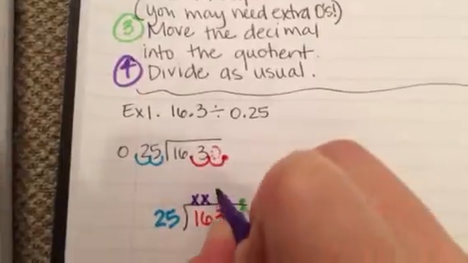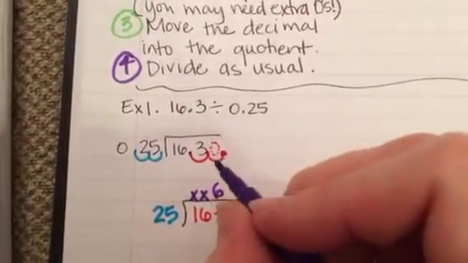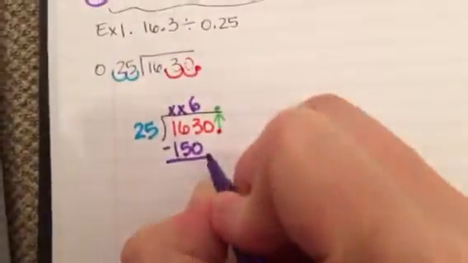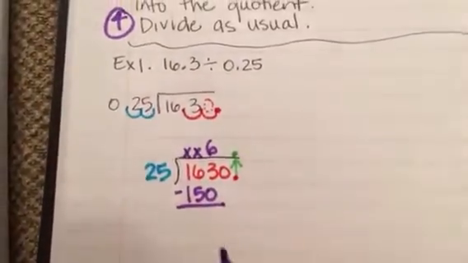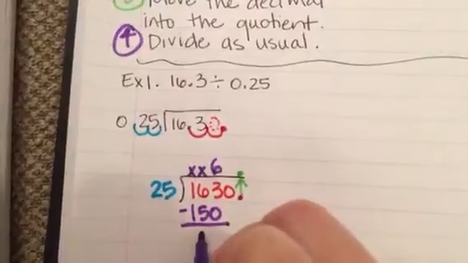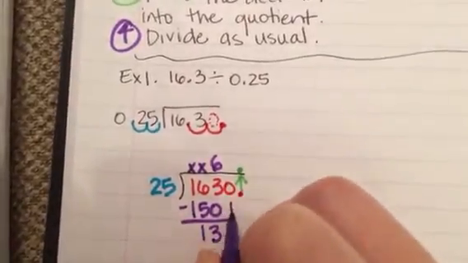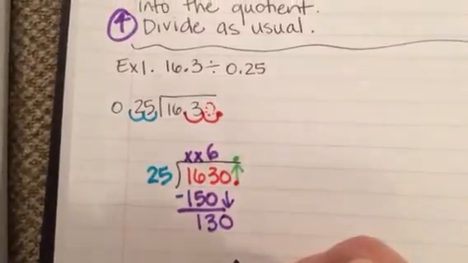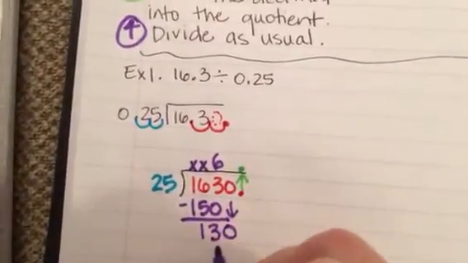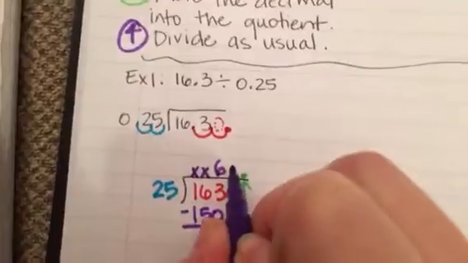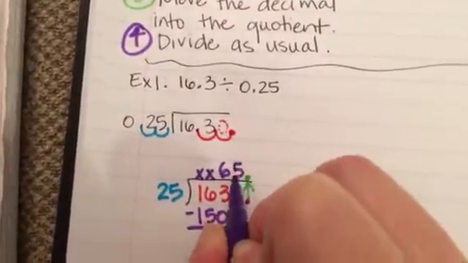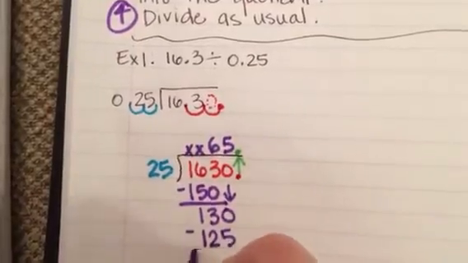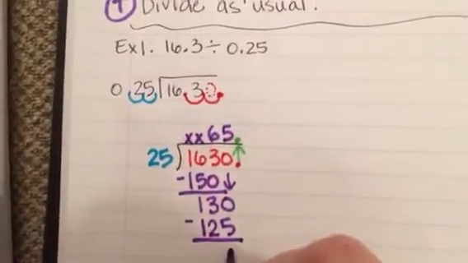163 6 times. That gives me exactly 150. 163 minus 150 leaves me with 13. And then I bring this extra 0 into place. And 25 will fit into 130 only 5 times. That gives me 125. So I'm left with 5.